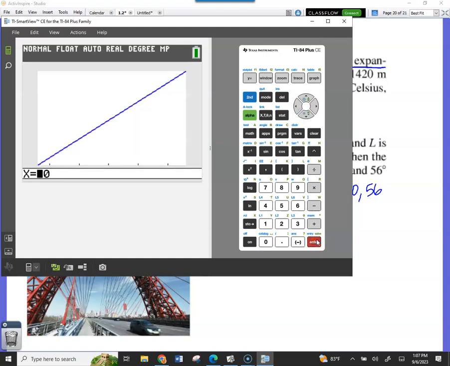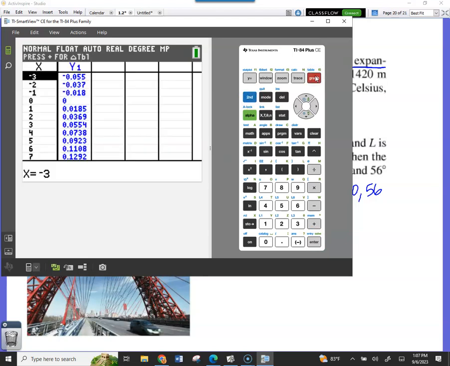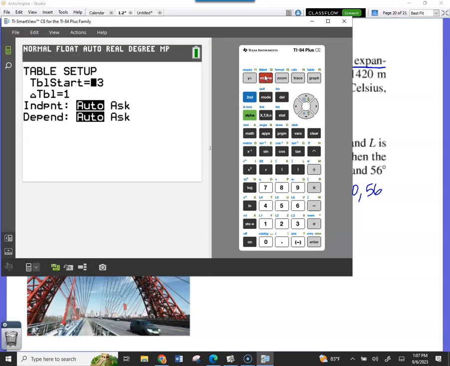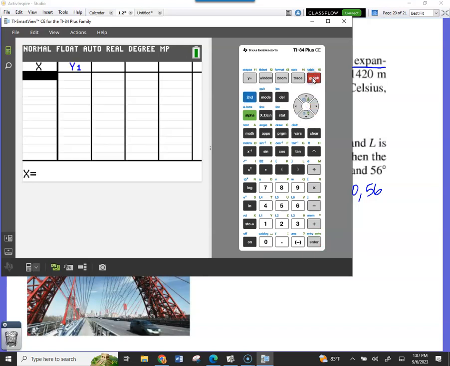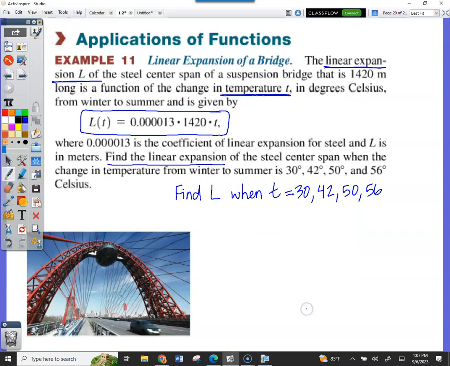Miss Holcombe, I don't believe you can do that. Well, mine worked. Let me go to the table. Let me change it to 30. Table start 30. And then I'm gonna change it to ask. Really annoyed. 30. It was 0.5538. My favorite graph. I will figure out why that's not working, but you should get 0.5538, and it was measured in meters.